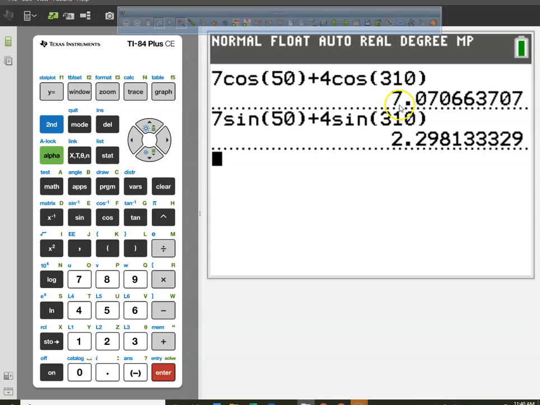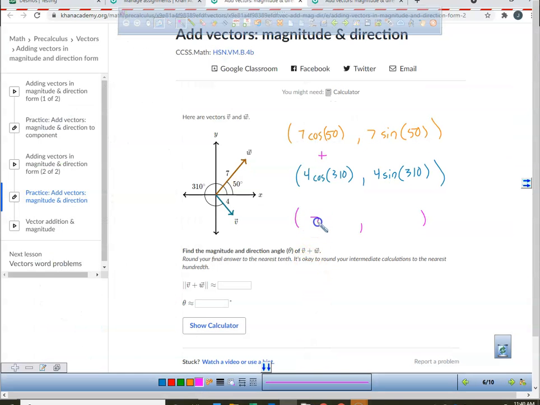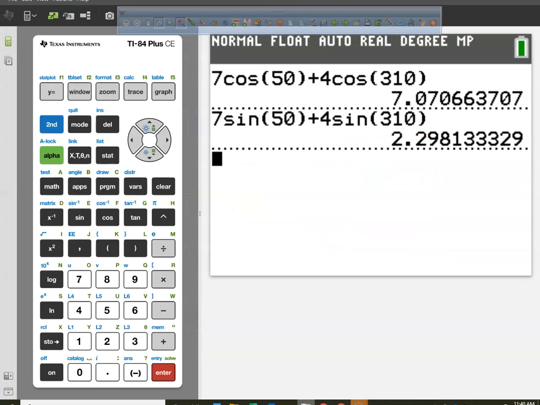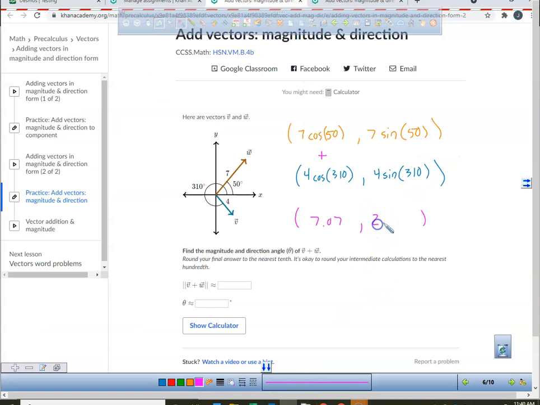So I have 7.07, so I'm going to use 7.07. Then I have 2.39, or sorry, 2.29, which is basically 2.3. So let's put 2.3. That's my x component. That's my y component. Now what I'm going to do is find the measure of my angle. Now, by the way, which quadrant am I in right here? What would you guys say? No, it's not the 5th quadrant. The 1st quadrant. Okay.